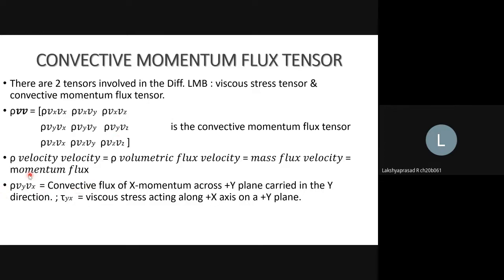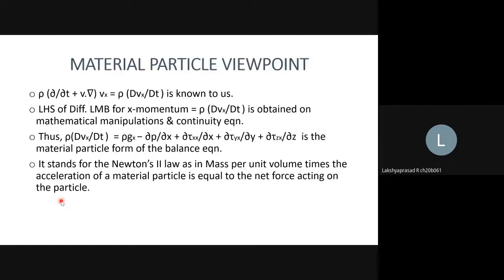And what does this represent? Rho vy vx is the convective flux of x momentum across the positive y plane, carried in the y direction, similar to tau yx. Tau yx is viscous stress acting along the positive x-axis, but it is acting on the positive y plane. Okay, let's move on.